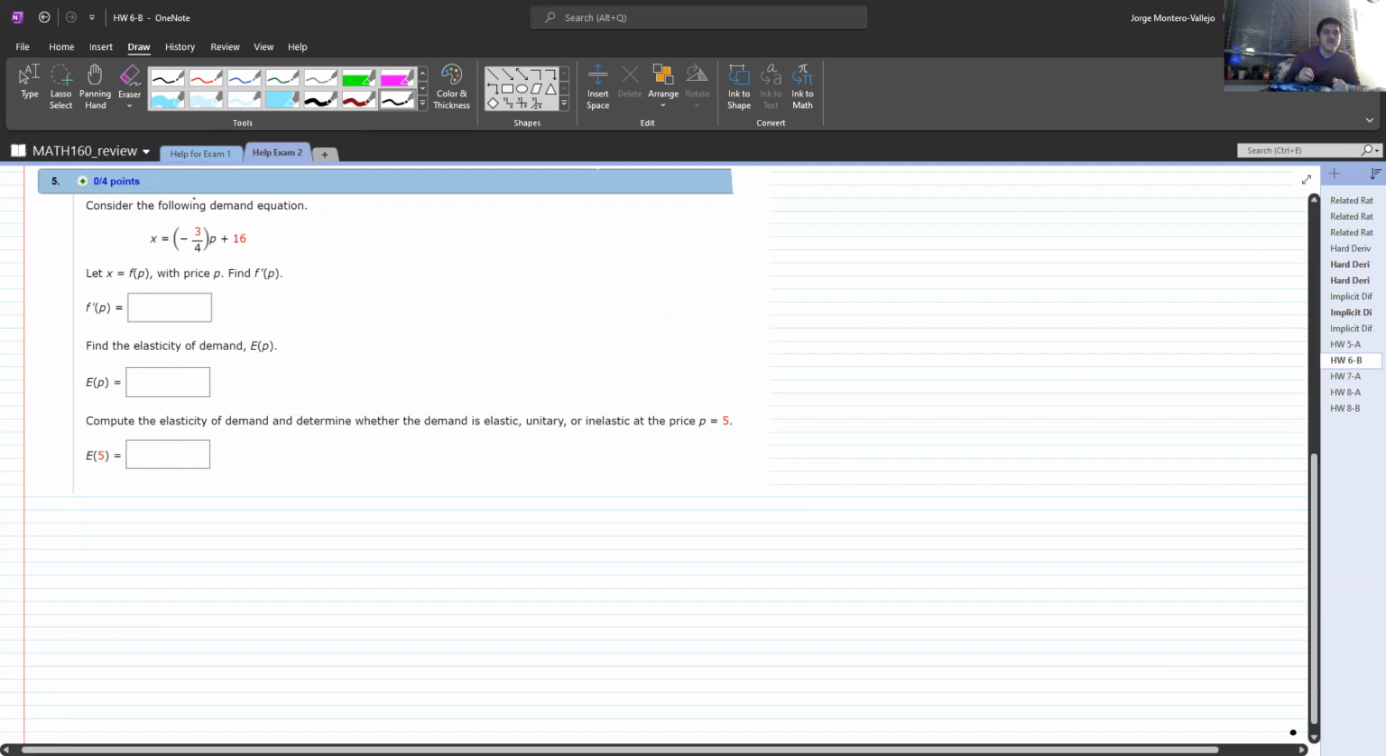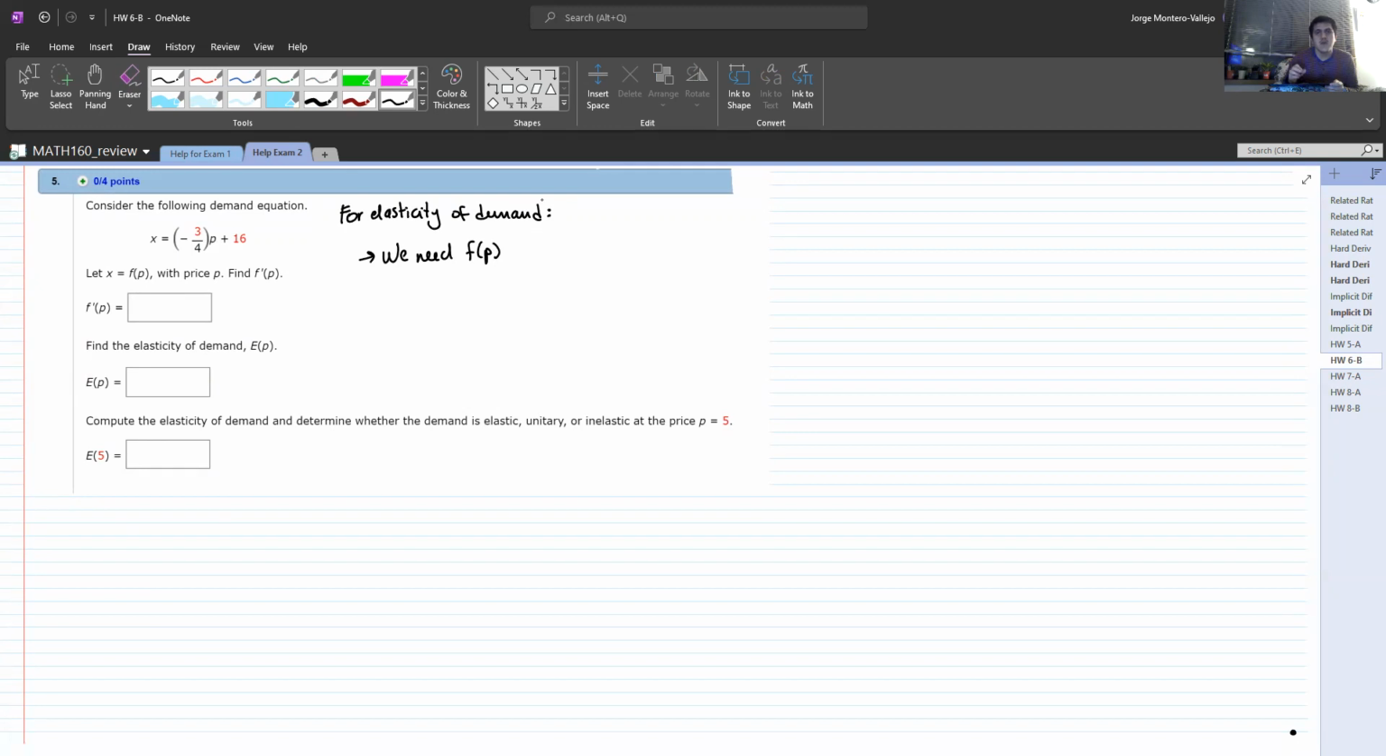But let's see. So for elasticity of demand, we want to remember the following things. So let's write it here. What do we need to compute elasticity of demand? Well, we need f of p, right? That's the function that we need. And that is going to be given at the beginning. At the beginning, you will be given an equation that relates unit price and demand, x and p, right? And what you would do is take that equation and solve for x.